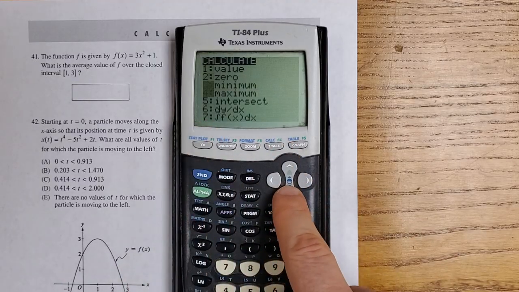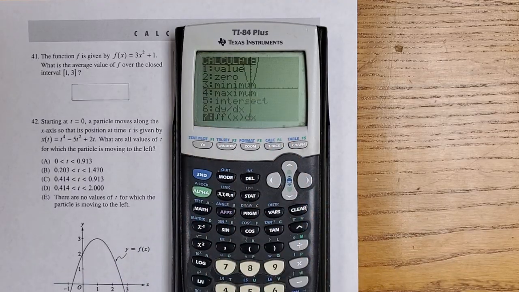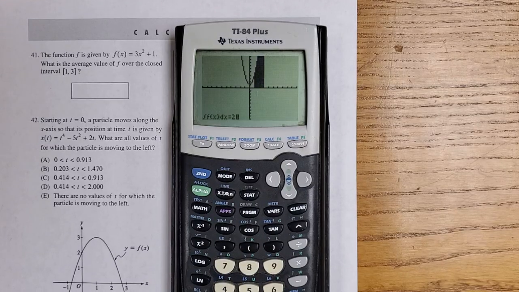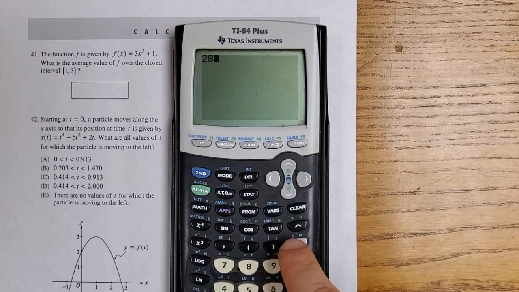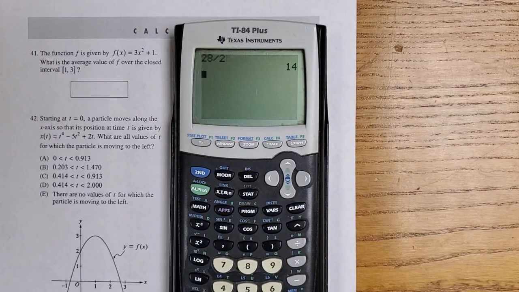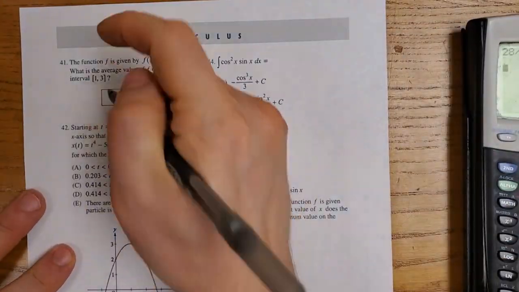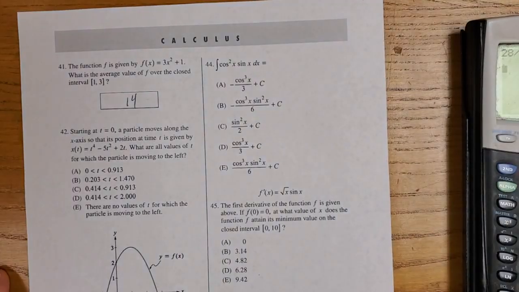Number 7 is the definite integral. Asks us what's that lower bound. We type in 1. What's the upper bound? We type in 3. It chugs out a little and it says 28. And then I don't really have to tell you 28 divided by 2 is 14. So we write in 14, and that is indeed the answer.